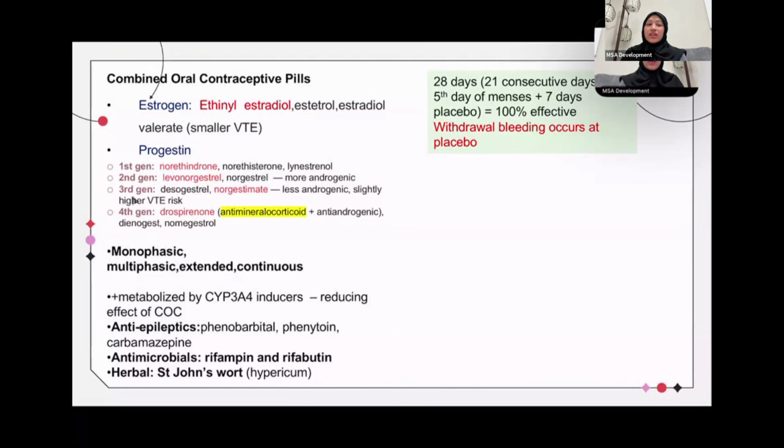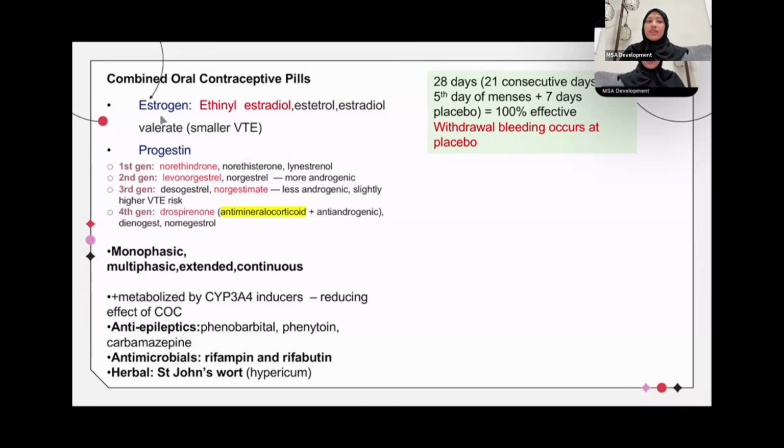Now they can come in different preparations like monophasic, which means a constant dose of estrogen and progesterone, multiphasic, which means different doses, and so on. You don't need to know that. Extended means over a long period of time, continuous means over a year, a long period of time with the same dose. So continuous means without stopping the pills, not even for 1 day. Extended is where you will still stop for a few days, which I'll come to in a bit.